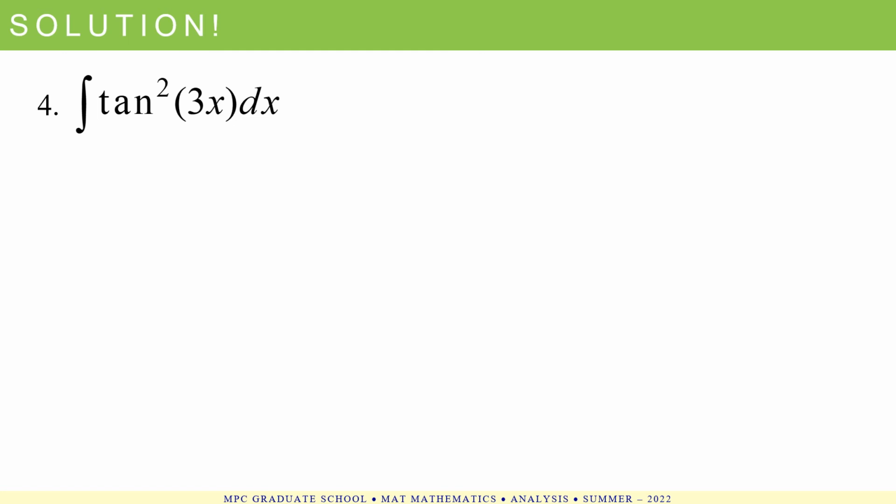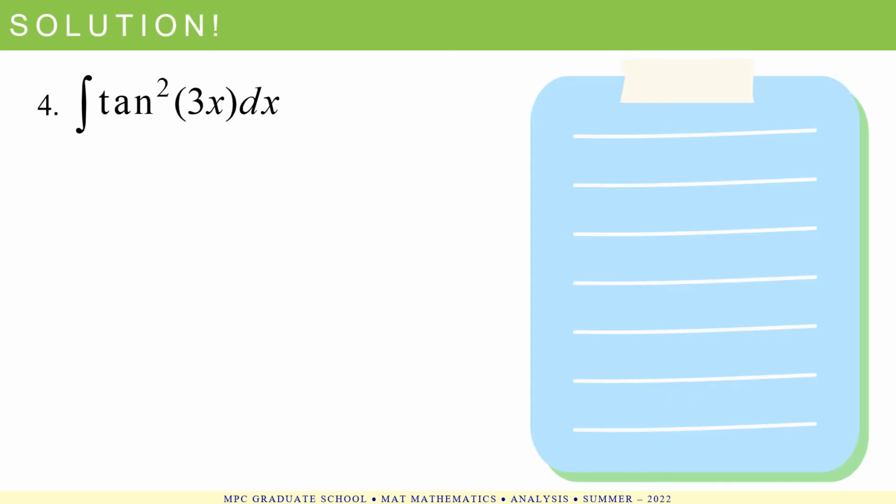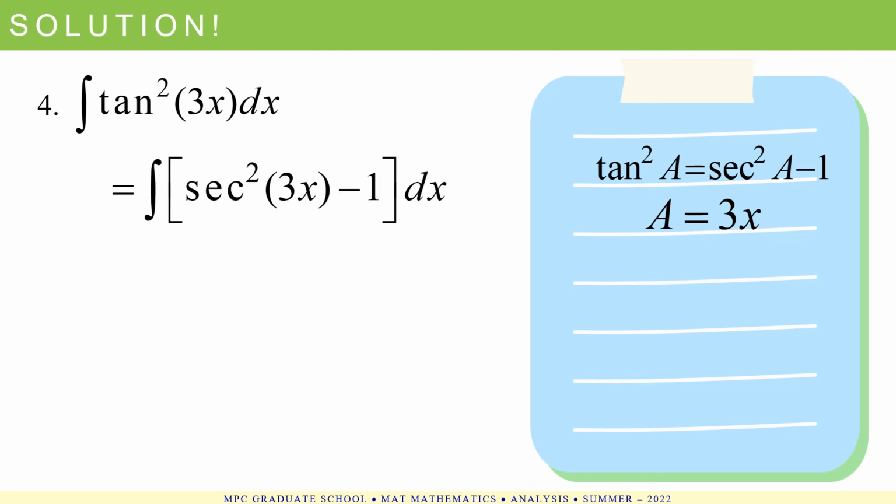Number 4 example. This example involves an even power of tan. Okay, so we have the integral of tan squared 3x with respect to x. Here we can apply the Pythagorean trigonometric identity. Tan squared a is equal to secant squared a minus 1, wherein a is equal to 3x based on the given example. So let's rewrite it as the integral of secant squared 3x minus 1 with respect to x.